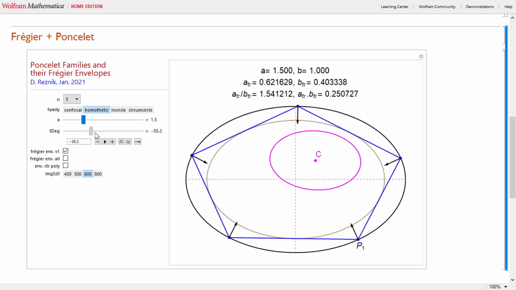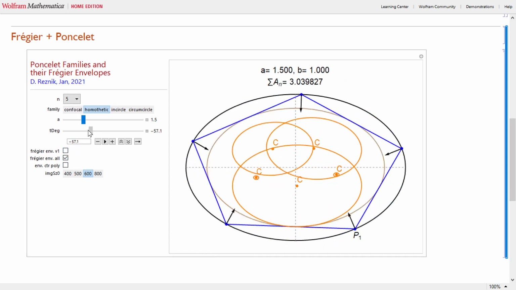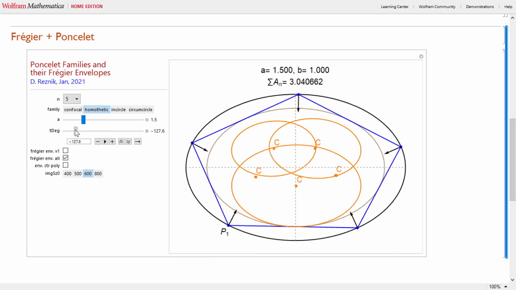And now let's go ahead and draw all of them. So here they are. I'm drawing all of them. Let's check if the sum of their areas is constant. It doesn't look like it is. Nothing really smart or really interesting about this.